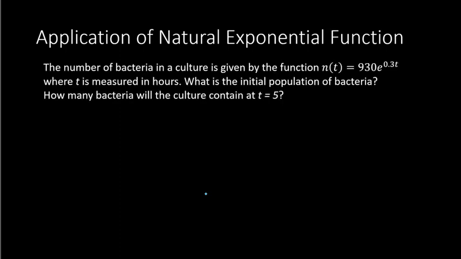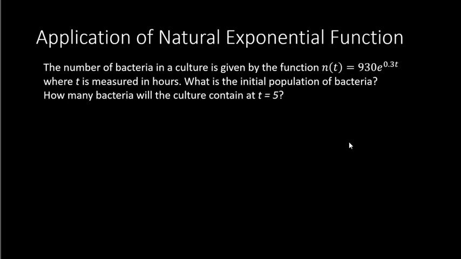And here we're going to work with just one example problem, using the natural exponential function. What we're told here is that the number of bacteria in a culture is given by the function N of t equals 930 times e to the 0.3 times t power, where t is measured in hours. And the question is, what is the initial population of bacteria, and how many bacteria will the culture contain at t equals 5?